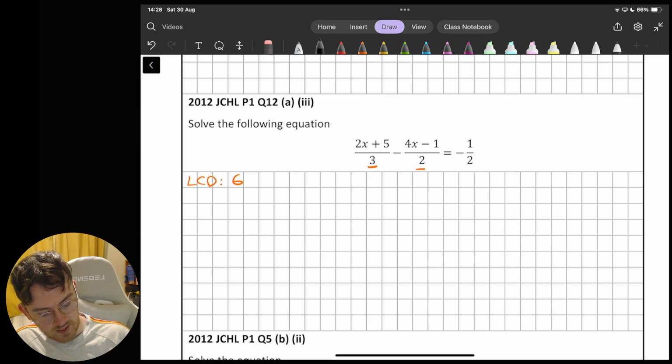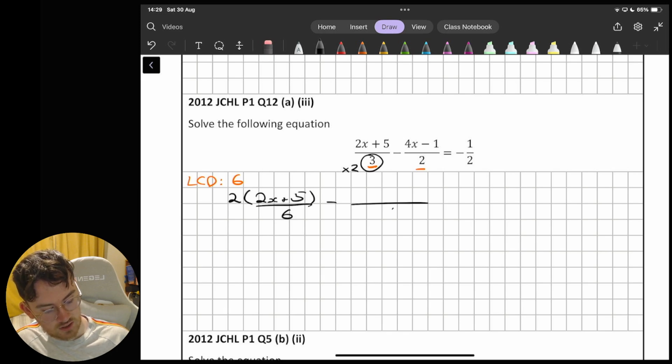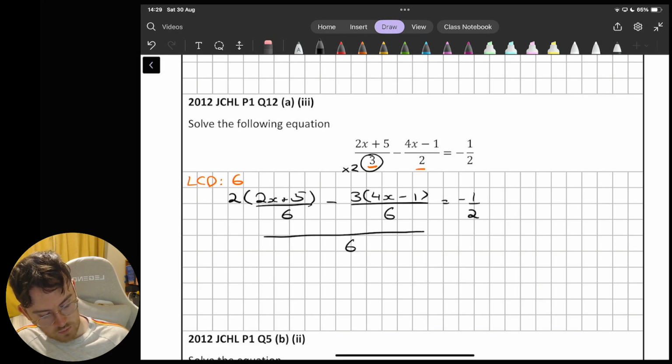I'm going to rewrite my fractions so that they have a denominator of 6, making sure that I adjust them accordingly. The first one originally had a 3, it would have been multiplied by 2, so I multiply by 2 on the top. The second fraction needs to be multiplied by 3. And we'll keep our minus a half here for now. Rewriting now as one fraction, still keeping the numerator. I'm not working that out until the end.